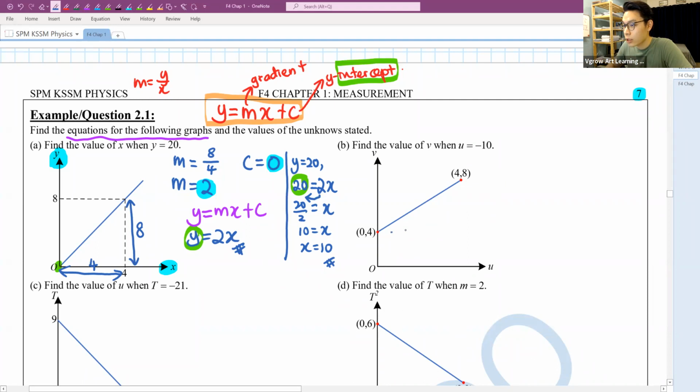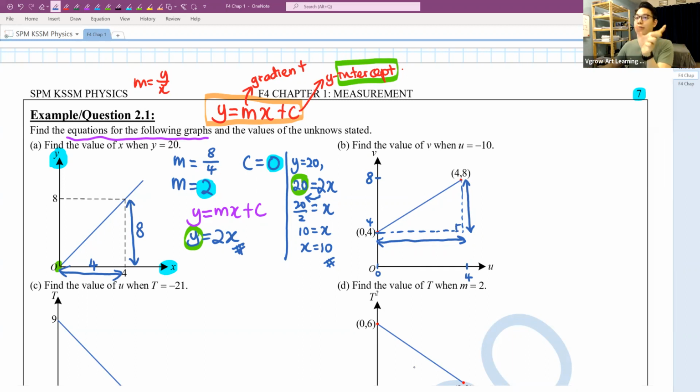Can you guys tell me, right? You see, to find the gradient, I will need to know what is this height and what is this. Okay, so can you guys go and put down the coordinates on the axis? Okay, 4 and 8. And then here's 4. And here's 0. Okay. Because to find out the gradient, I need to know what is the distance for the y, what is the distance for the x, and I need to divide them.